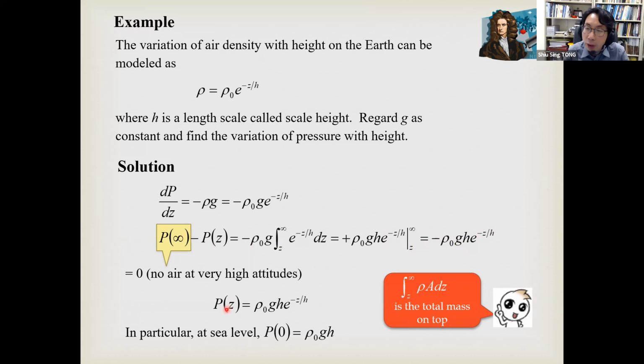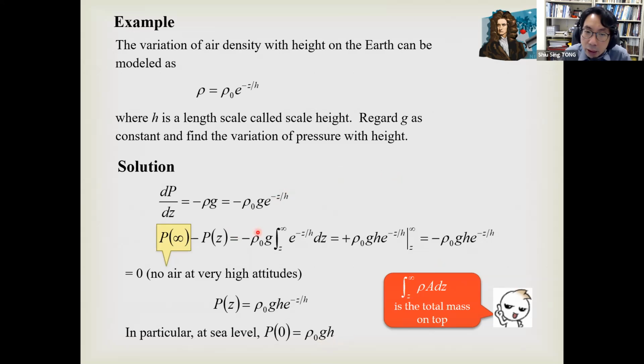Now, what I get is that the pressure varies with height again with the same exponential factor. And the pressure at sea level is given by rho naught g H. So I find the corresponding expression for the pressure.